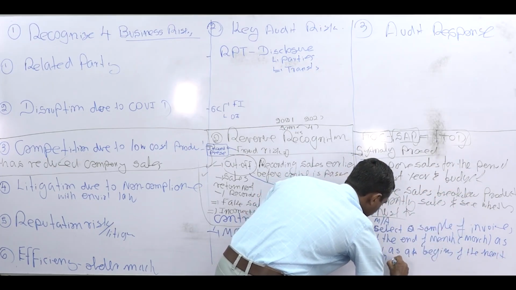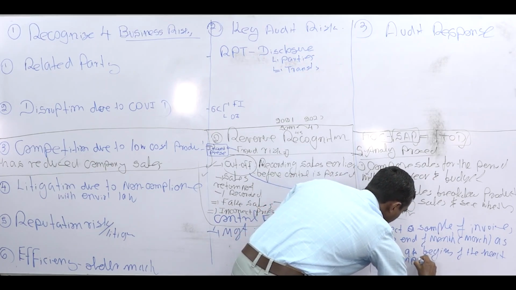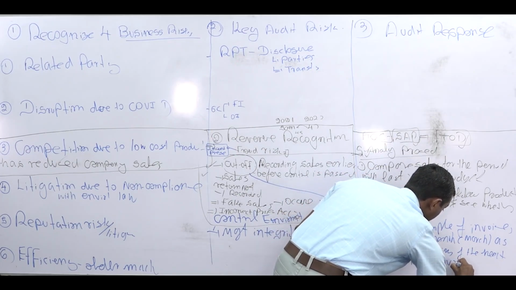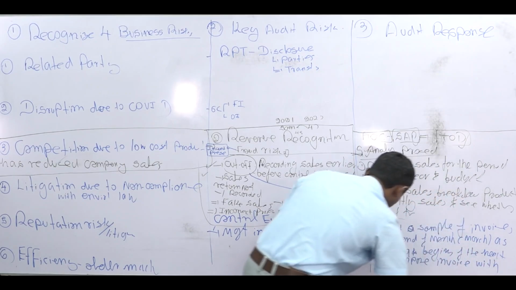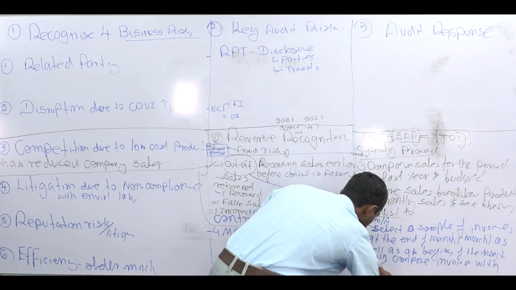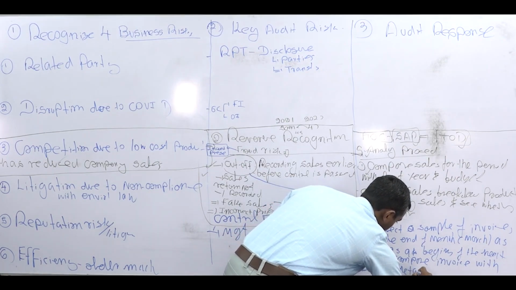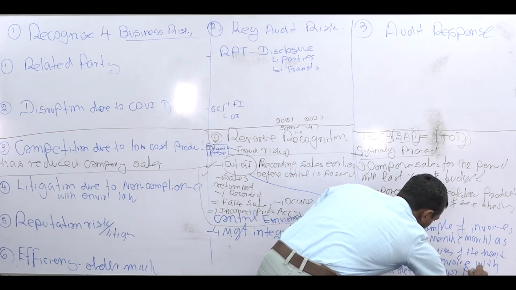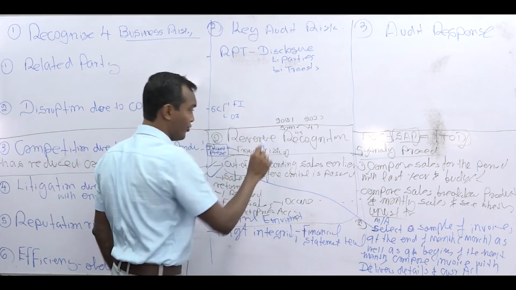And compare what? Compare invoice with what? Because invoice is an internal thing. With delivery details and customer acknowledgement. Delivery details and customer acknowledgement. That is how we audit sales cutoff.